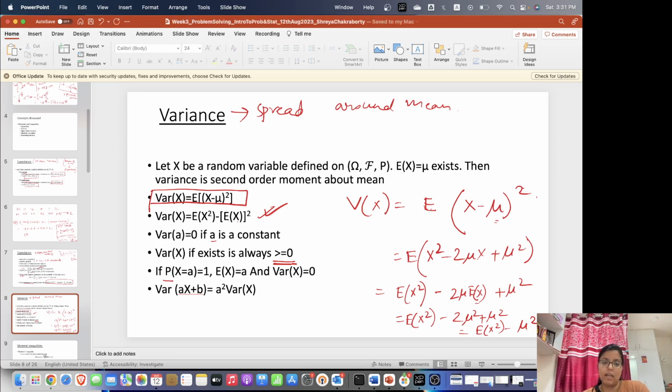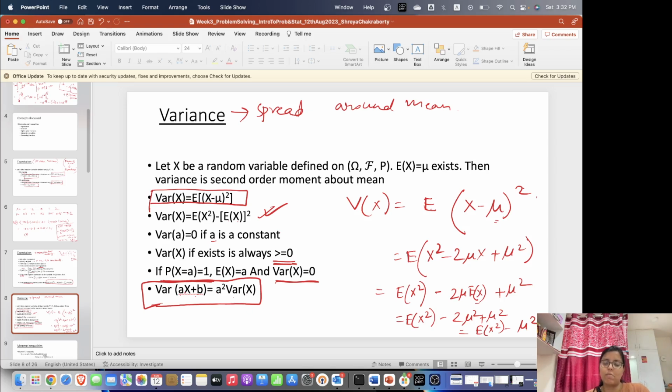Also, as I was saying, if you have a constant, that is probability x equal to a is 1, then the variance will be 0. And this is another property of variance. Variance changes when we have a scale change, but not when we have a shift. So variance of ax plus b will be a square variance of x, and variance of b is 0, and since there is only one random variable, there is no covariance involved.